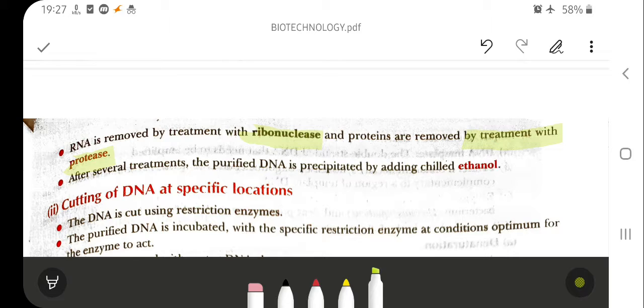protease. Several other treatments are used so that we can get purified DNA, which is precipitated by adding chilled ethanol.